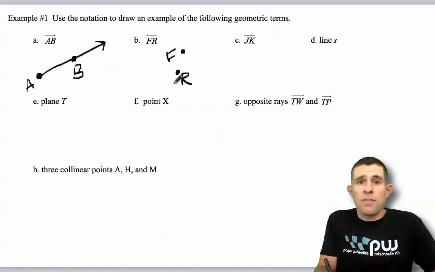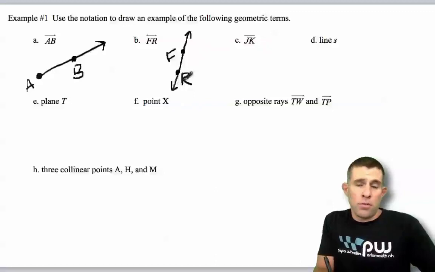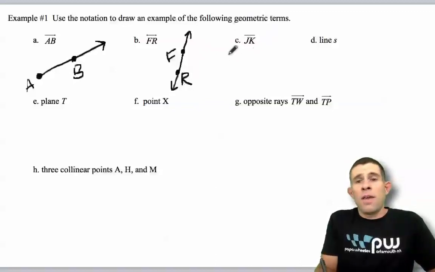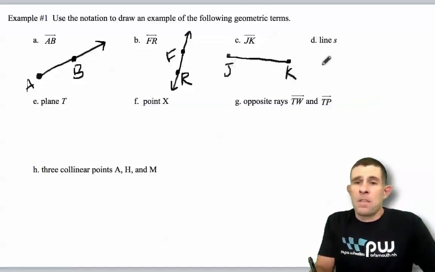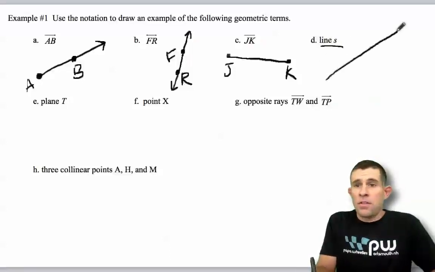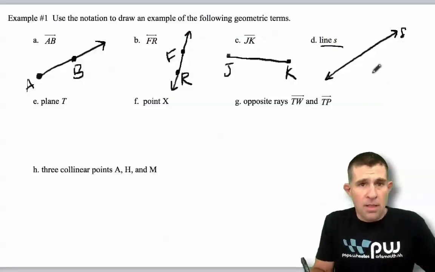Here's 2 points, F and R. And I'm going to create a line that passes through those 2 points. The next one has JK with just a bar. That must mean that this is a segment going between 2 endpoints, J and K. Next, I see I have line with a lower script S, so I know that this must be a line extending off in both directions. And I'm going to label a little s at the end of that line.